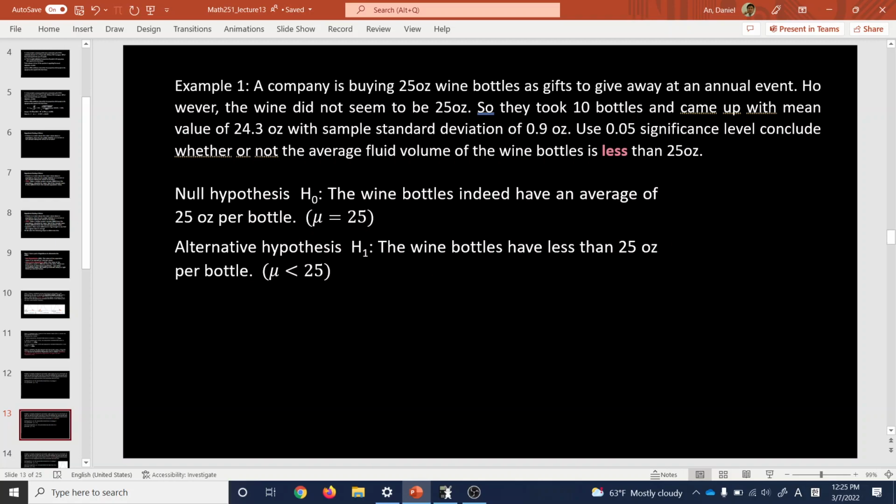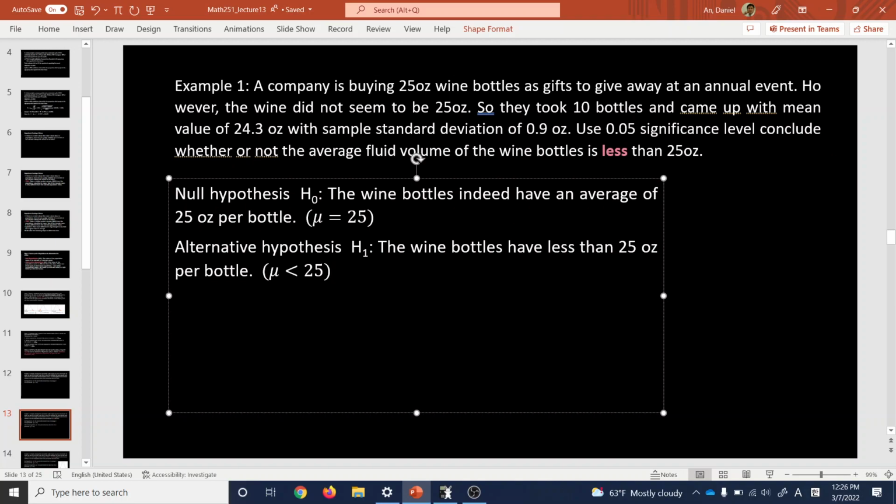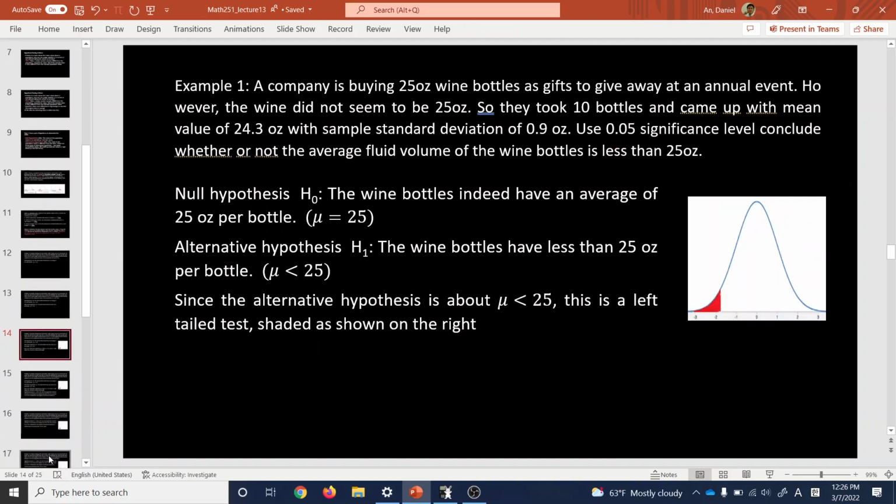Okay, you still have a question? No? So the keywords that you have to look for are less or more or different, not same, something like that. So here it says less, so it must be less. Now the red zone, maybe another nice way to say the rejection region, is when it's too small. So that's why you shade the left side. That's why this is a left tail.